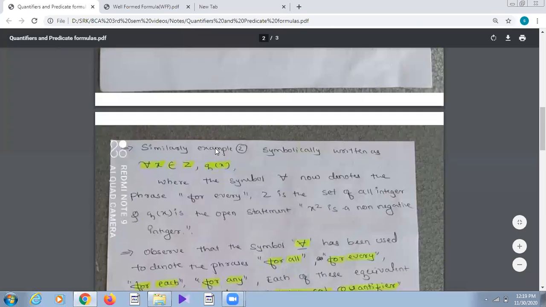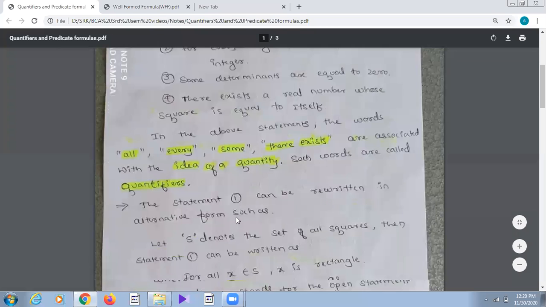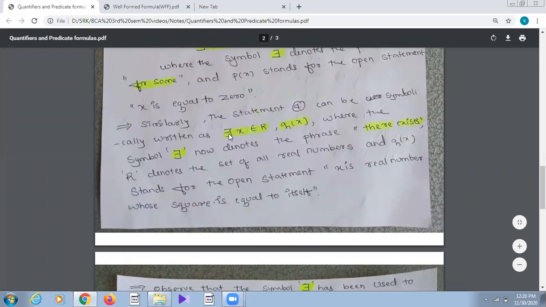Similarly, example 4 has there exists, so see the symbolic form of the fourth example. This symbol, x belongs to R and Q of x. Here, the symbol we wrote is there exists, and R denotes the set of real numbers. Q of x is the open statement that x is a real number whose square is equal to itself.